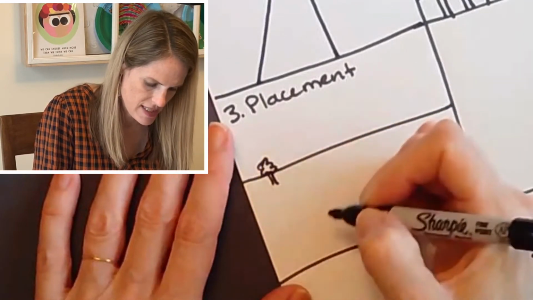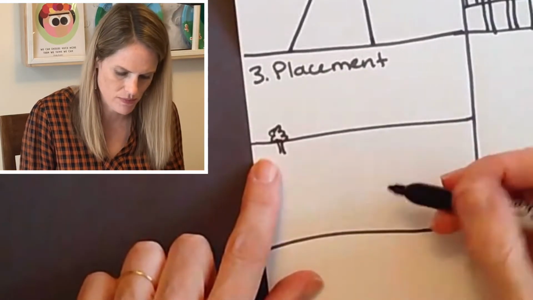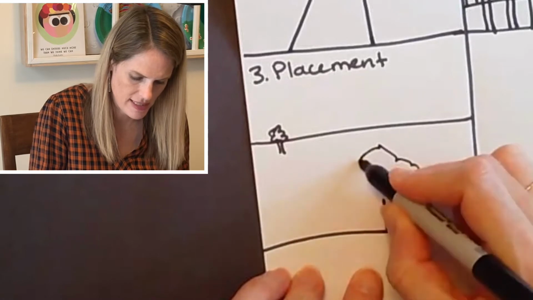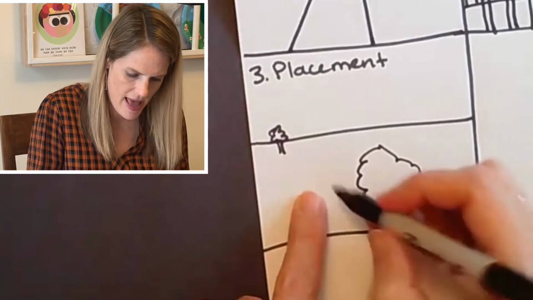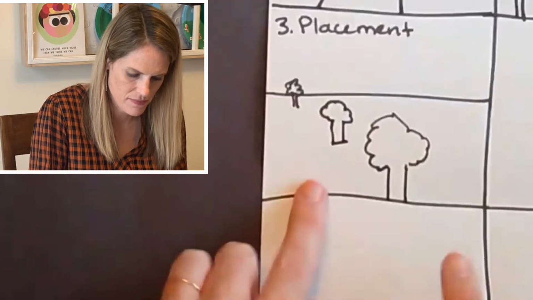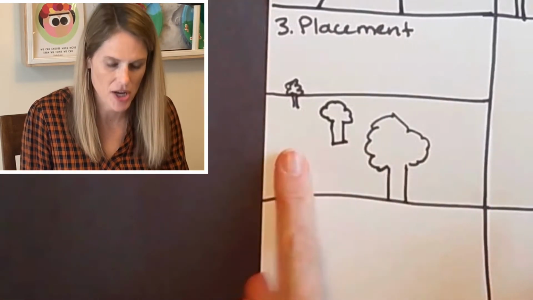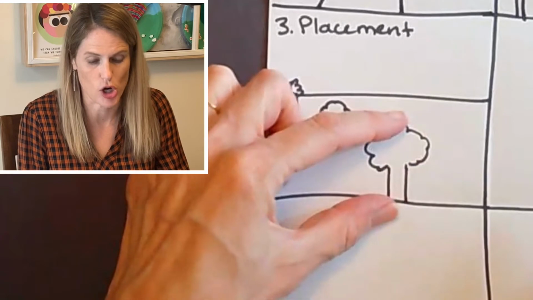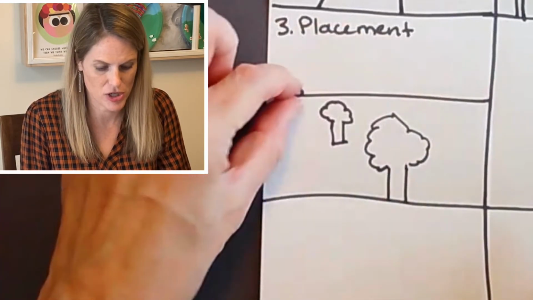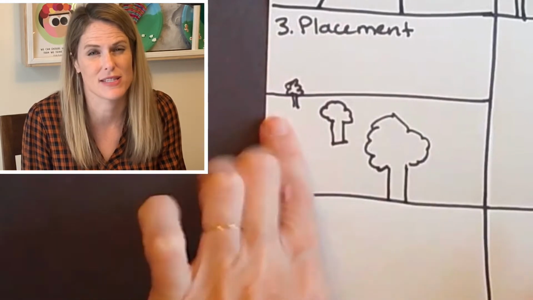So here's a tree in the distance. It's small. Here is a tree that is near the viewer. It's going to be larger. And if there's a tree in the middle ground, it'll be a medium size. And again, at the bottom of the picture plane, things are larger. That symbolizes they're closer. At the back of the picture, they're smaller, and that signifies they're farther away.